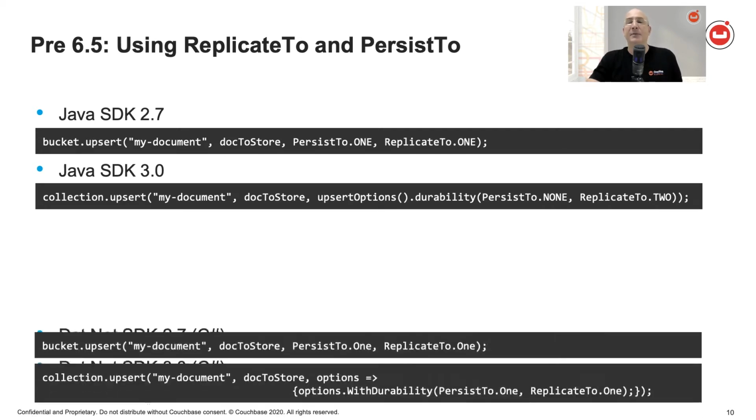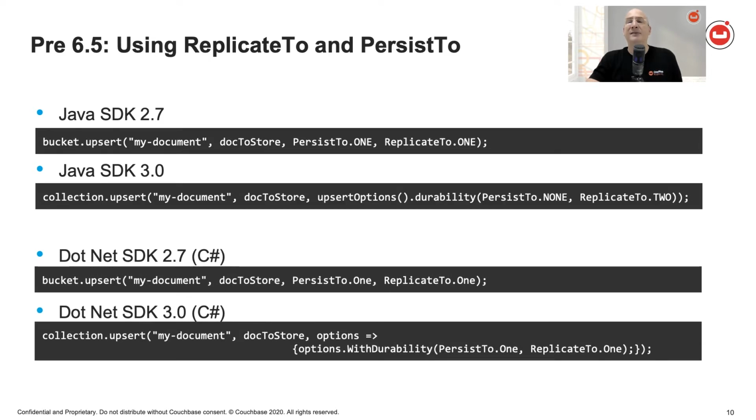Let's see another example using the .NET SDK with C#. You can see how you can use replicate2 and persist2 parameters in .NET SDK 2.7 and in .NET SDK 3.0. Notice the change in SDK 3.0 with using an options expression that holds all the options. This is one of the main differences between the old SDK that used overloading extensively versus the new SDK, which uses a more modern, elegant, and dynamic approach.